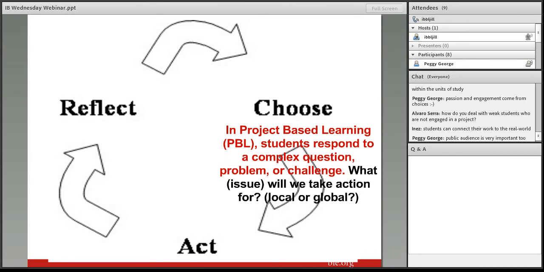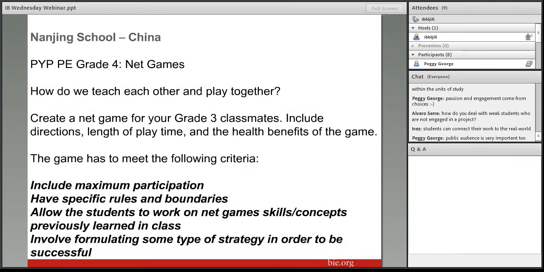We know in project-based learning that students respond to a complex question, problem, or challenge. So we can ensure action and engagement for students by providing them voice and choice, by providing them opportunities to look at action in multiple ways. Let's go ahead and look at an example. Here's a school from China, PYP grade 4, net games. This school's third grade students were not having issues, but they were challenged by their PE program. And so the fourth grade was asked to help put together the third grade PE program, the games that they would play. So their question: how do we teach each other and play together?